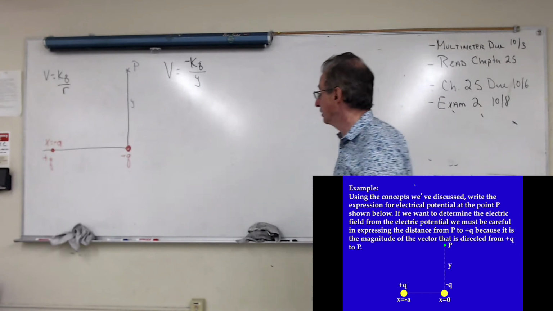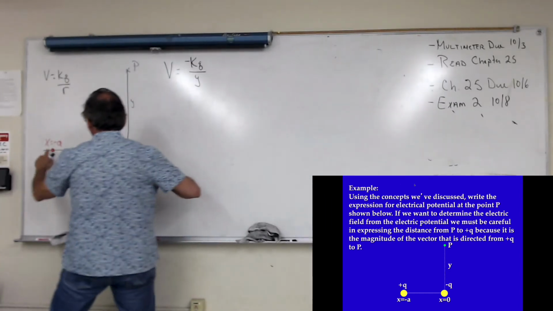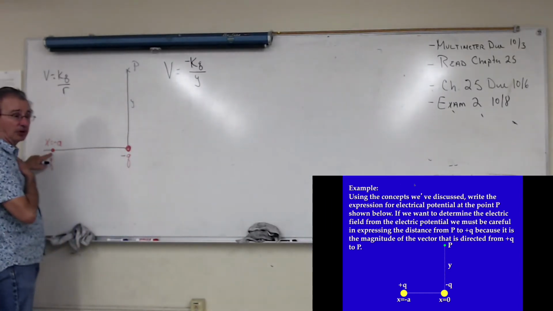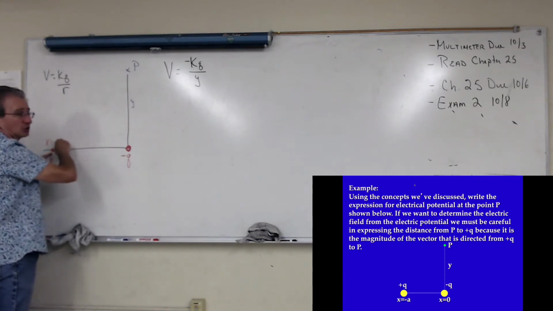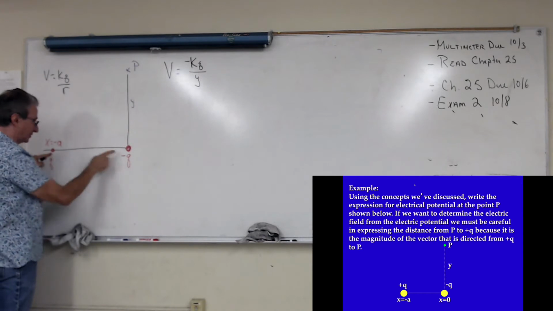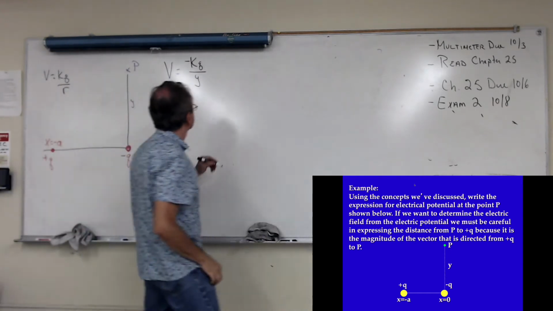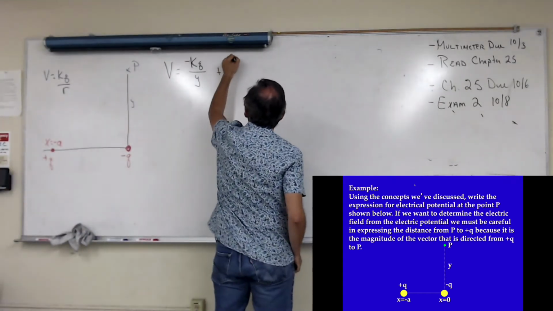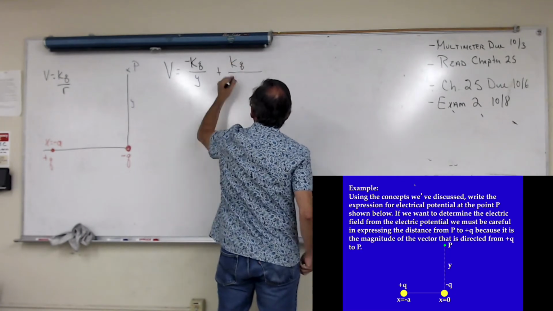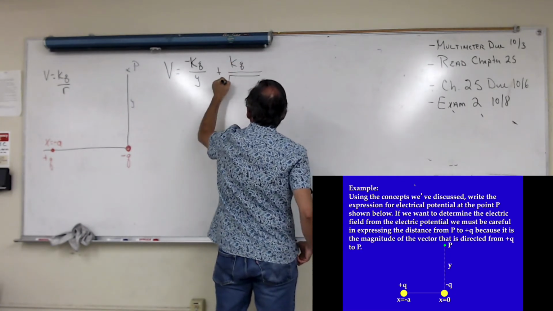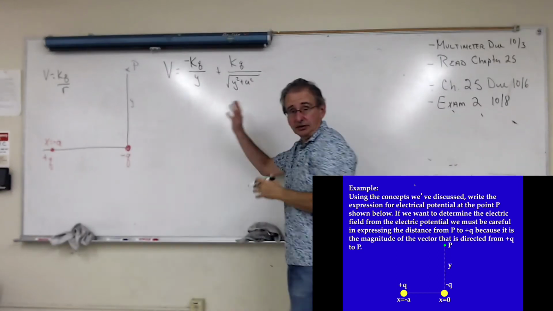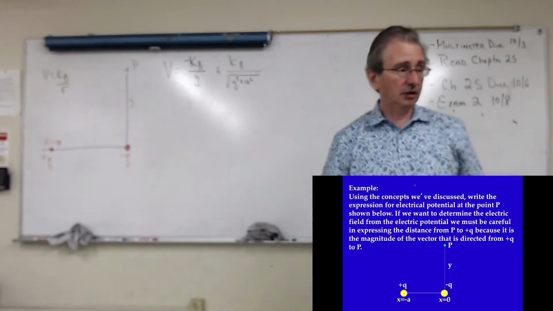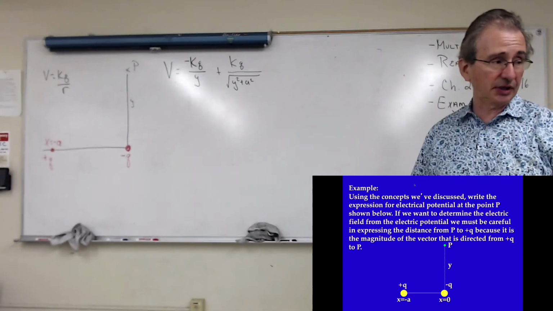And then for the other one, the distance from this point here to point P, I need to use the Pythagorean theorem, so it's going to be the square root of y squared plus a squared. I'm done. That's the equation for the potential. And if you have numbers, you can plug in numbers. That's all you need to do.